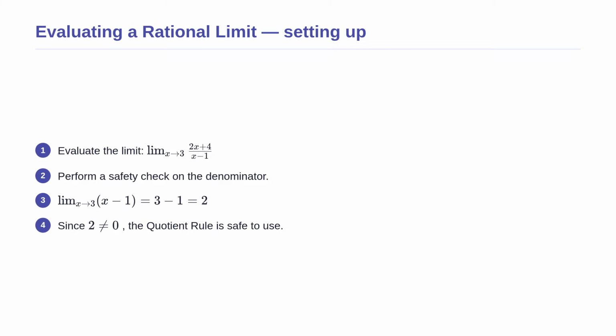Because dividing by 0 is strictly forbidden, our approach here must start with a safety check. We evaluate the limit of the denominator by itself as x approaches 3. The result is 2. Because 2 is not equal to 0, the quotient rule is perfectly safe to use. We have a green light to proceed with splitting the fraction.